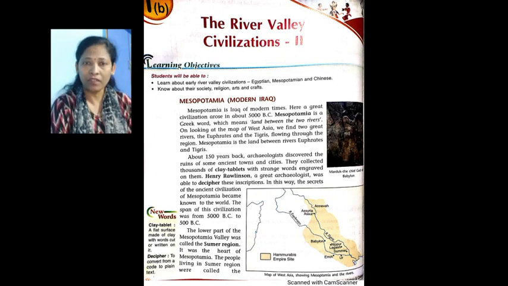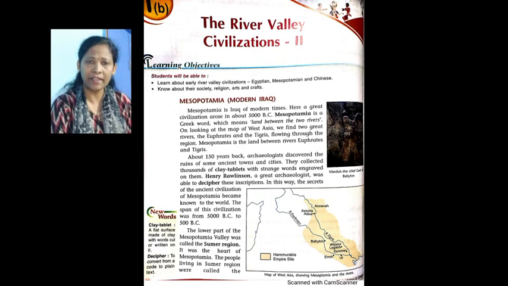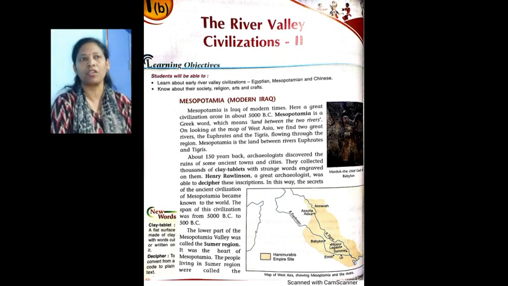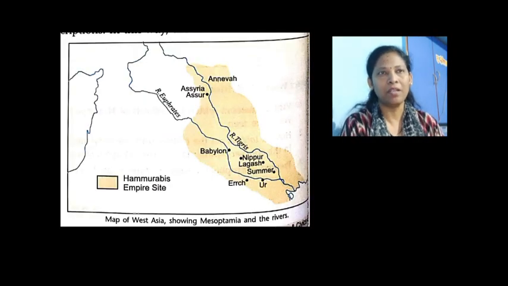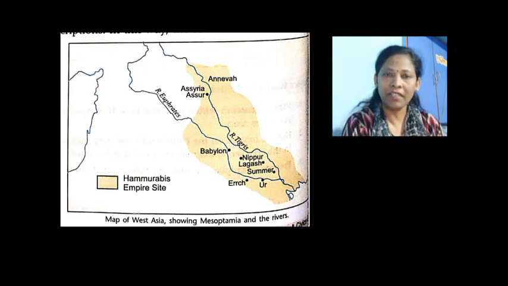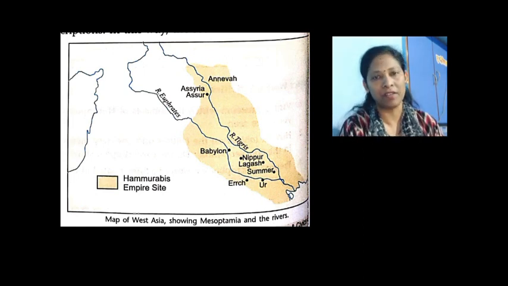So what is the meaning of clay tablets? A clay tablet is a flat surface made of clay with words cut or written on it. To decipher is to convert from a code to plain text. As you can see in the map, the lower part of this civilization was known as the Sumer region. The people living there were called Sumerians, and they were the first to develop an advanced civilization in Mesopotamia. So it is also known as the Sumerian civilization.